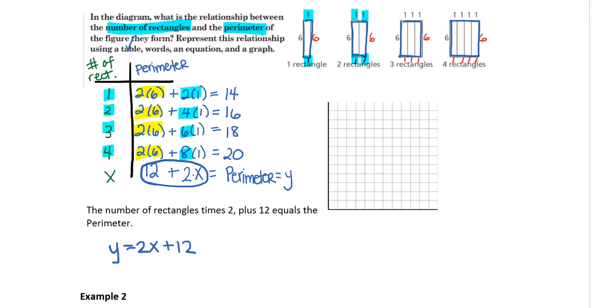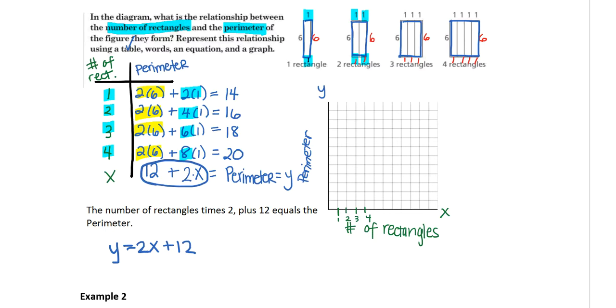All right, finally, let's look at the graph. We have two axes here. The independent one, which is our x, is the number of rectangles. Then the y axis is the perimeter. Okay, so let's see what we need these to go by. So the number of rectangles can just go by one. So one rectangle, two rectangles, three rectangles, four rectangles. So this is 1, 2, 3, 4.